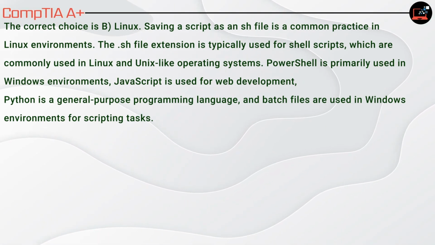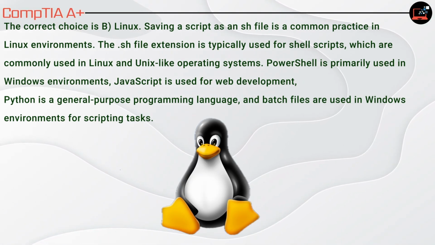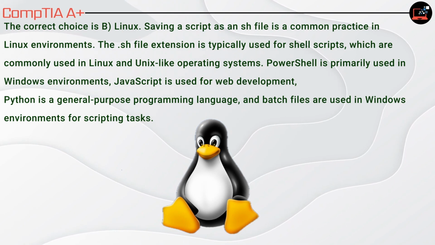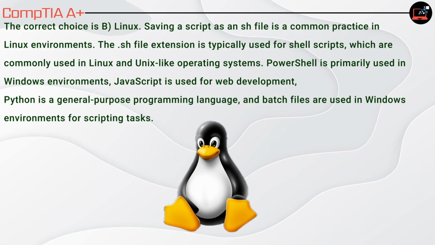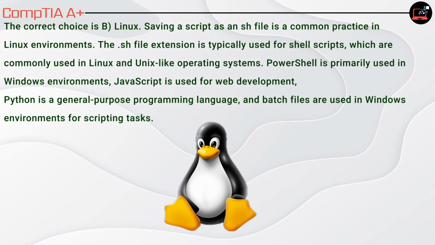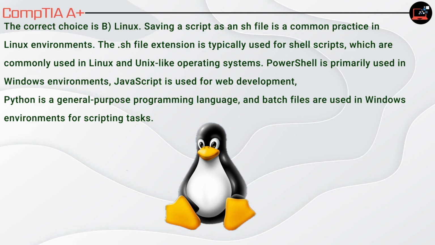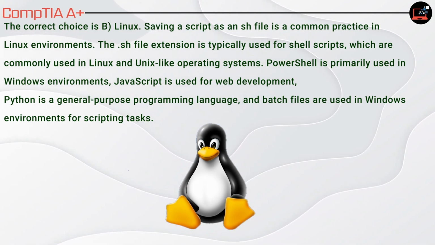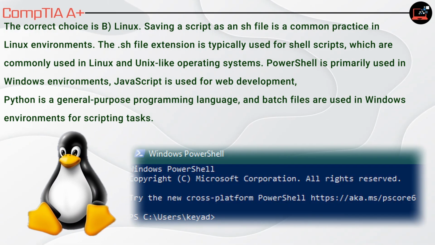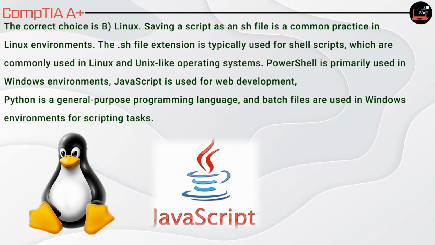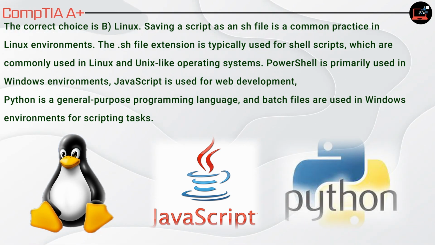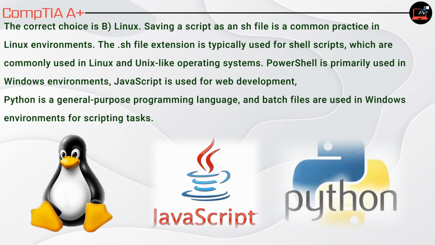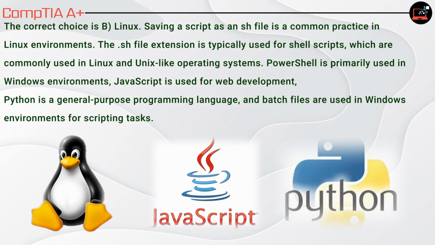The correct choice is B. Linux. Saving a script as an SH file is a common practice in Linux environments. The .sh file extension is typically used for shell scripts, which are commonly used in Linux and Unix-like operating systems. PowerShell is primarily used in Windows environments. JavaScript is used for web development. Python is a general-purpose programming language, and batch files are used in Windows environments for scripting tasks.